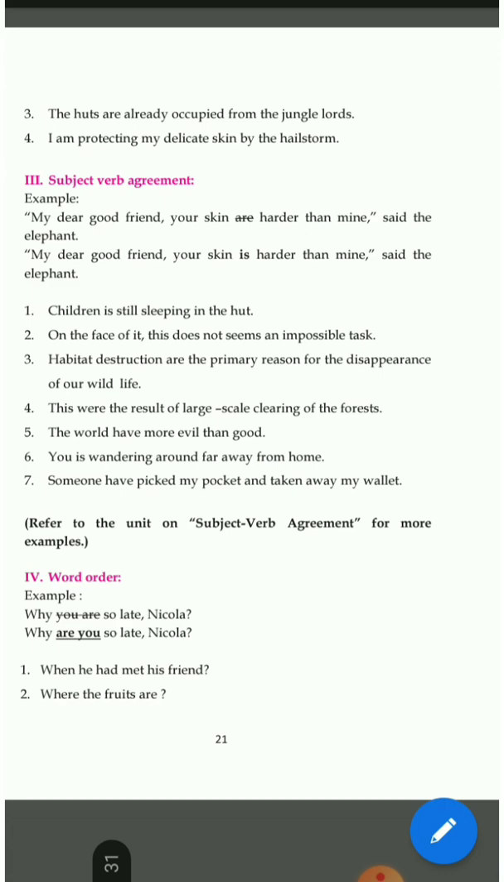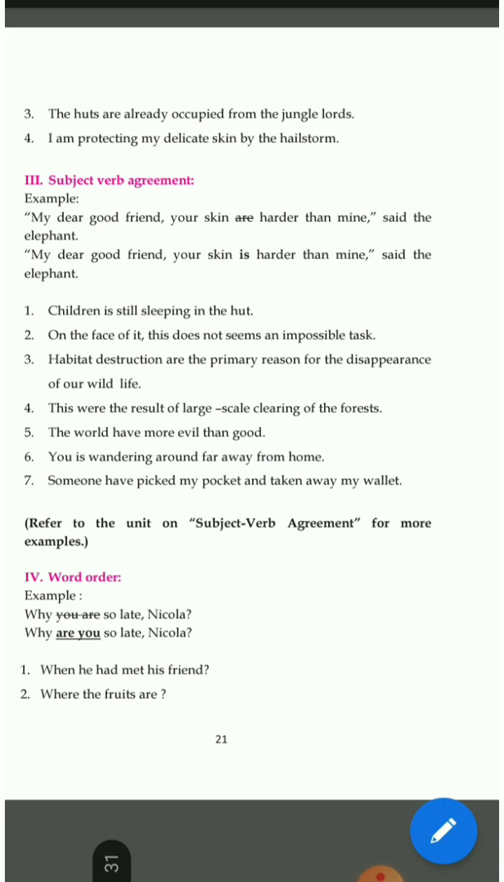Next one. You is. This is very simple. We all know that you always go with are, not is. So you are wandering around far away from home.